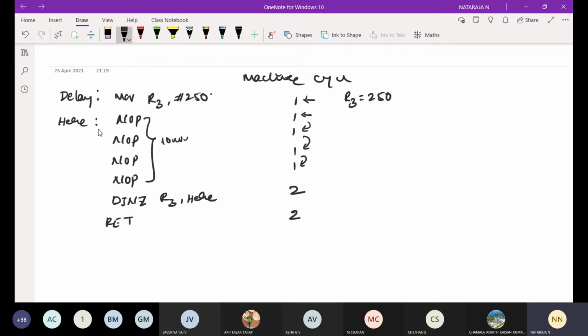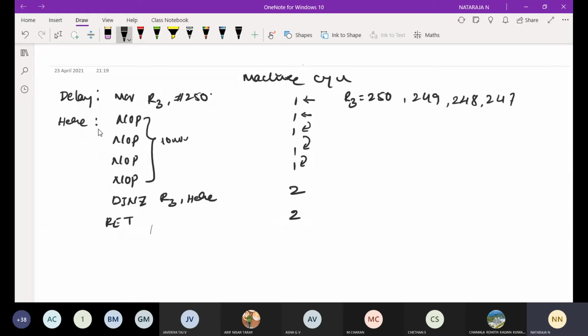The next instruction will be DJNZ: decrement and jump if not equal to 0. R3 is 250. Decrement, jump if R3 is not equal to 0. Now R3 becomes 249. Again it will jump to the no operation, and again it will compare. It will be 248, 247. Like that, it will keep on rotating.